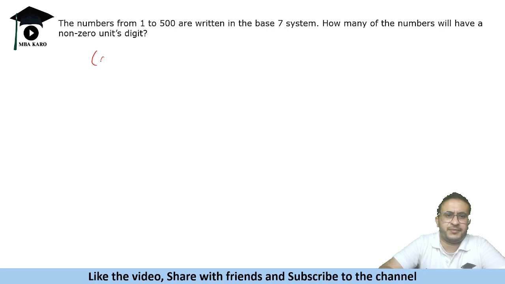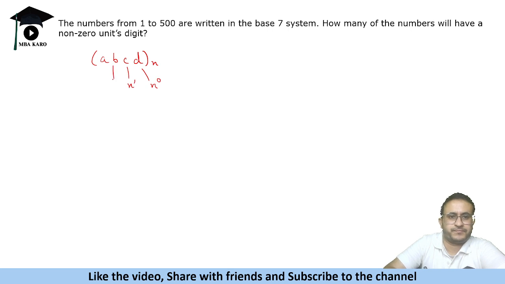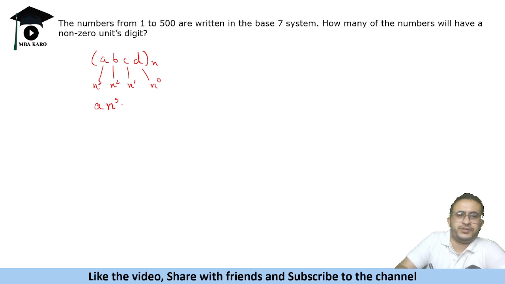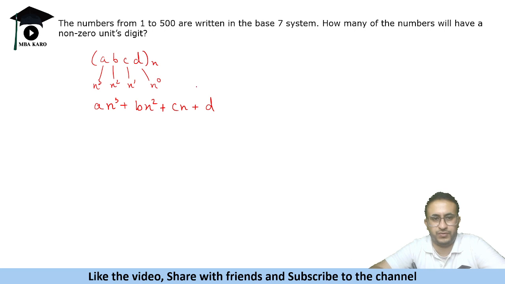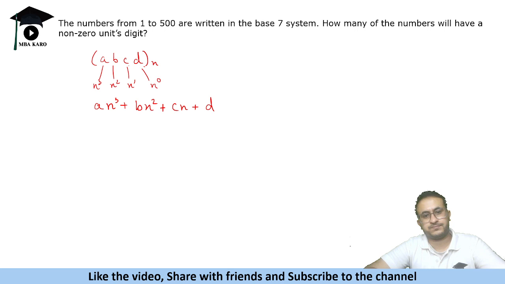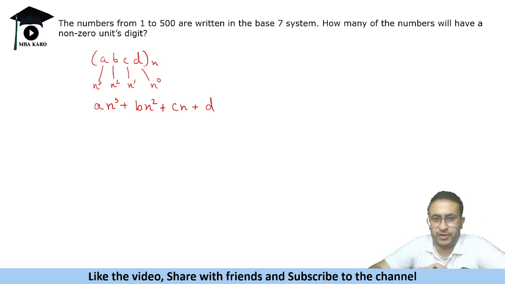So be it any base system, forget base 7 for now. Let us say we have a number ABC. The number is given by n to the power 0, so we say a n cube plus b n square plus c n plus e. So that is the number. It has more digits, so we start from the right end, then move to the left. So this is a number in this format.